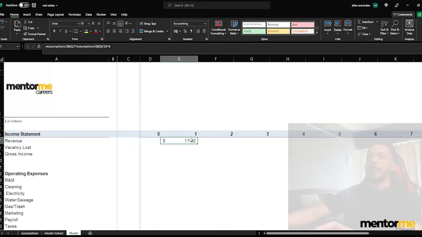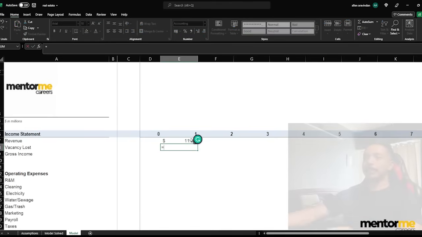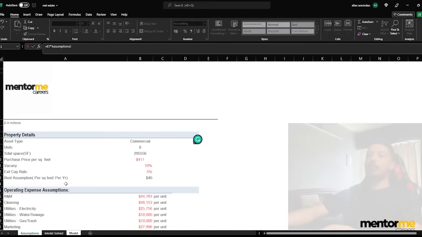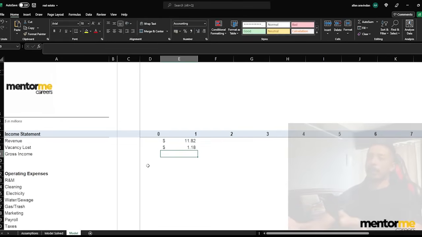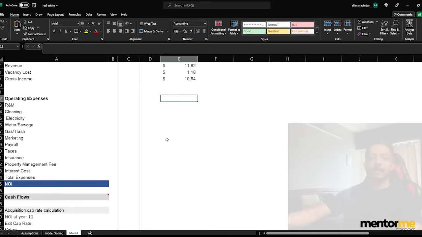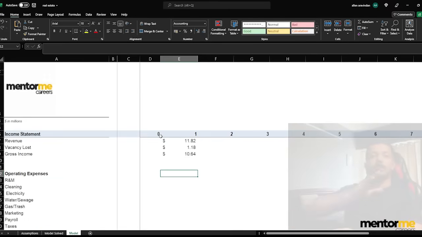So now, as I was saying, the vacancy loss. The vacancy loss is 10%, which means out of 11.82 million, about 10% will not be occupied. So that is what we need to calculate and keep it ready, right? So that is 1.18. That means the gross rent actually available is about 10.64, right? Now, I'm going to do the first year entirely, and then you could quickly do it for all the other years, because it's just dragging the formula to the right.